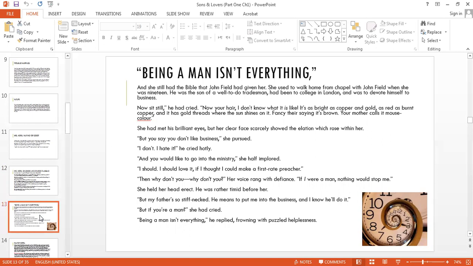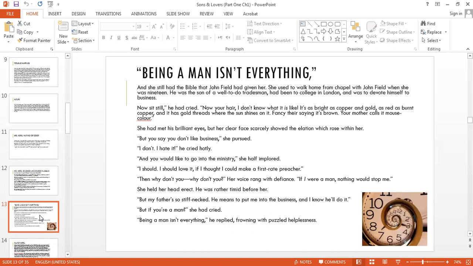And this conversation is also very important, the quotation here, because he doesn't want to get into family business, but his parents are forcing him to do that. So Gertrude remembers how she used to be very strong in telling him, but you say you don't like business, she persuaded. I don't. I hate it, he cried hotly. And you would like to go into the ministry?